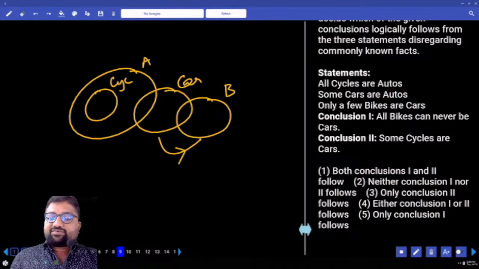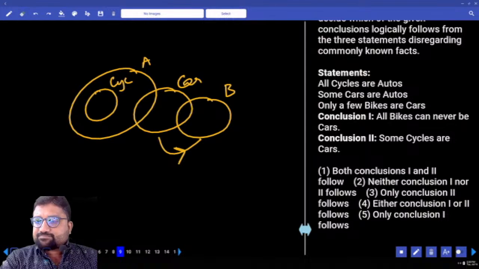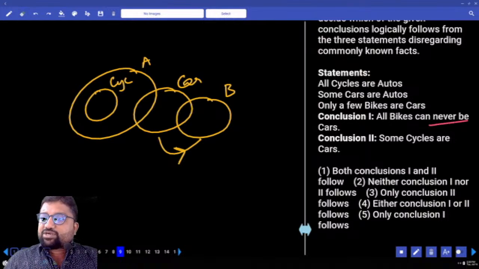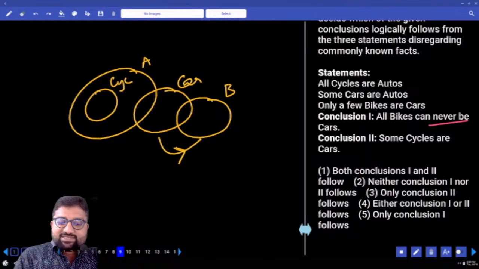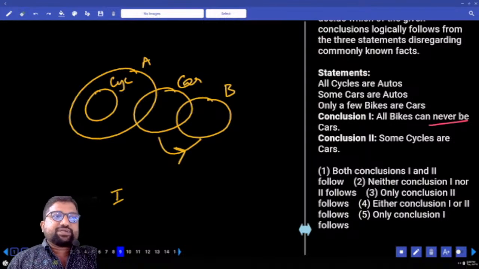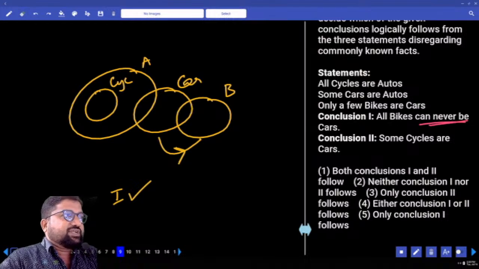All bikes can never be cars. Can I take all the bikes and put them inside car? Is it a possibility? Because you are not supposed to go against the arrow. Only car has right to enter the bike, but bike does not have the right to enter the car. Is this clear? So, is it a possibility or not a possibility? Not a possibility. And is the examiner agreeing with that particular point? Yes. He also says it is not possible. Then he is right.